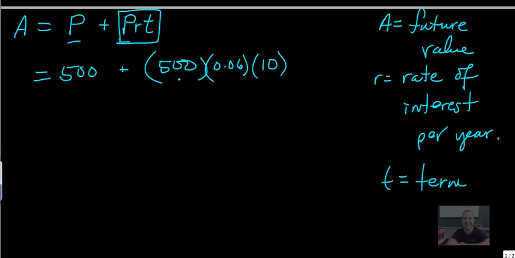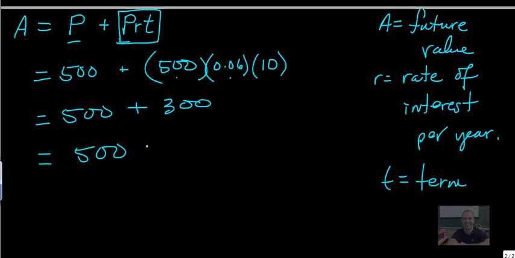Well, we're not. This actually turns out to be quite a bit of a smaller number because of this little decimal. But great question. So this is 500 plus, and we said that 500 times 0.06 was 30 times 10 is 300. Wow. So you put 500 bucks in over 10 years, and you actually get 800 bucks.